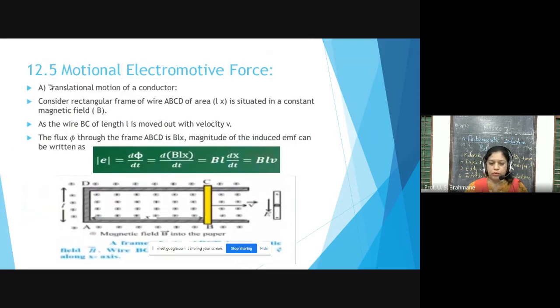Here, the topic which we had taken was motional electromotive force. In that we saw the EMF which we derived. Consider ABCD, a rectangular frame of area Lx, situated in a constant magnetic field. It is shown by equally spaced lines, so that means it is a constant field, and L is the length. Here you can see BC is L.